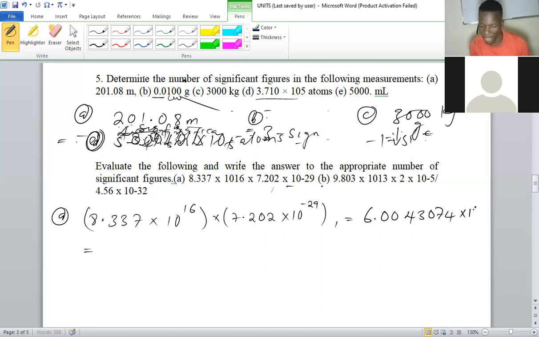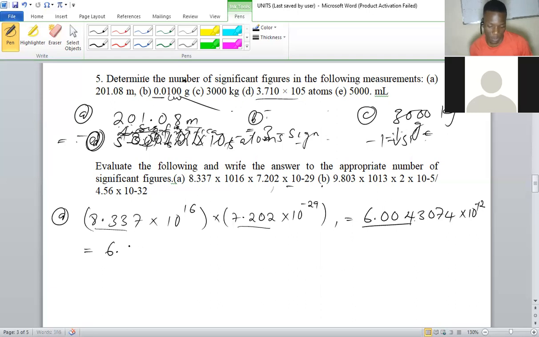6.0043074 by 10 to the power negative 12. Now we look at the number of significant figures. Both numbers have the same number of significant figures, which is 4. So even our answer must have 4 significant figures, from there up to here. If the next number were 5 and above, we would round off. But since the number next to the 4 is 3, we just keep the 4 the way it is.